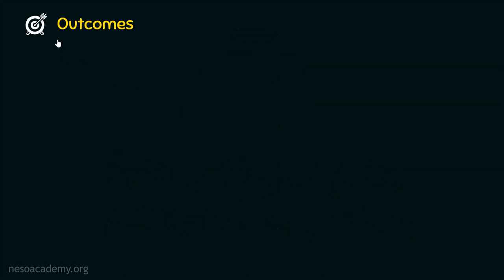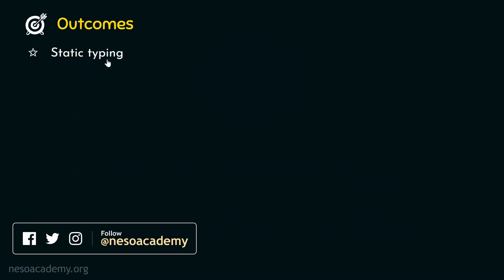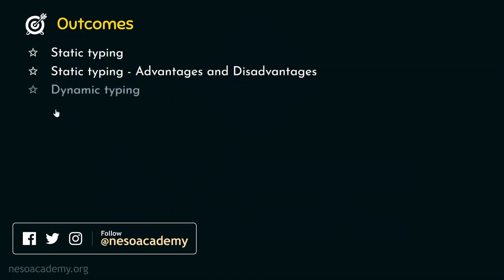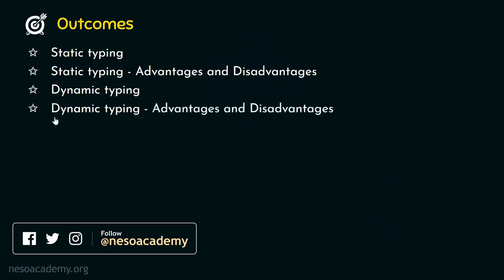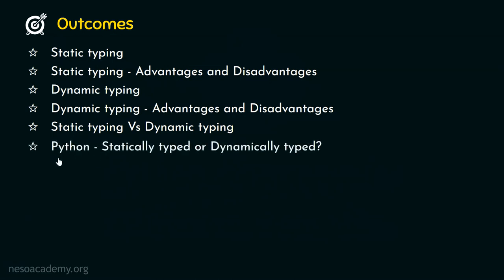Let's see what all we'll get to learn in this particular lecture. First of all, we'll see what is static typing, and then we'll see the advantages and disadvantages of static typing. Next up, we will understand what is dynamic typing, and similarly, we'll go over the advantages and disadvantages of dynamic typing. Then we will understand the differences between static typing and dynamic typing. And finally, we will understand if Python is a statically typed language or a dynamically typed language.